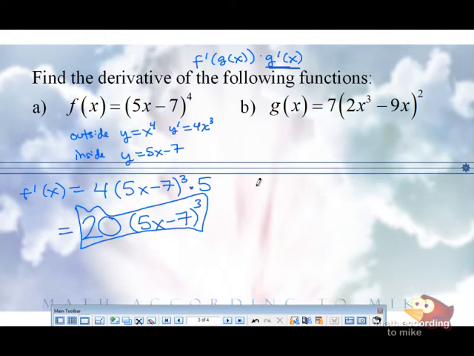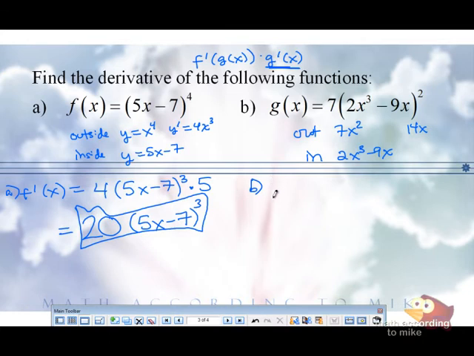All right, part B, or baby. What's our outside? 7x squared. What's our inside? 2x cubed minus 9x. Okay, so if we had to, the derivative of the outside would be 14x, because you do 2 times a 7, leave the inside alone, take 1 off.